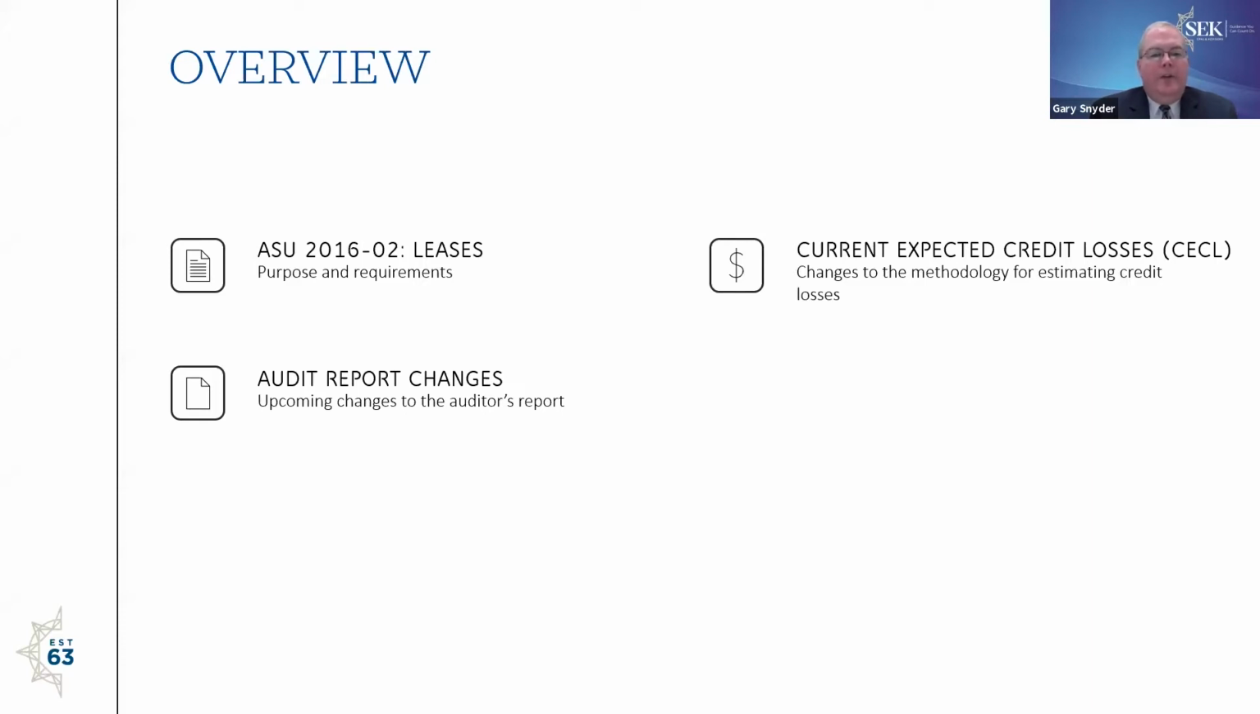The next one is audit report changes. The auditor's report is changing significantly. It's the first time in several years, so I want to go through some of those changes that you can expect in the auditor's report. And then the next one is the current expected credit loss model, or CECL. I wanted to talk about the changes to the methodology for estimating credit losses.